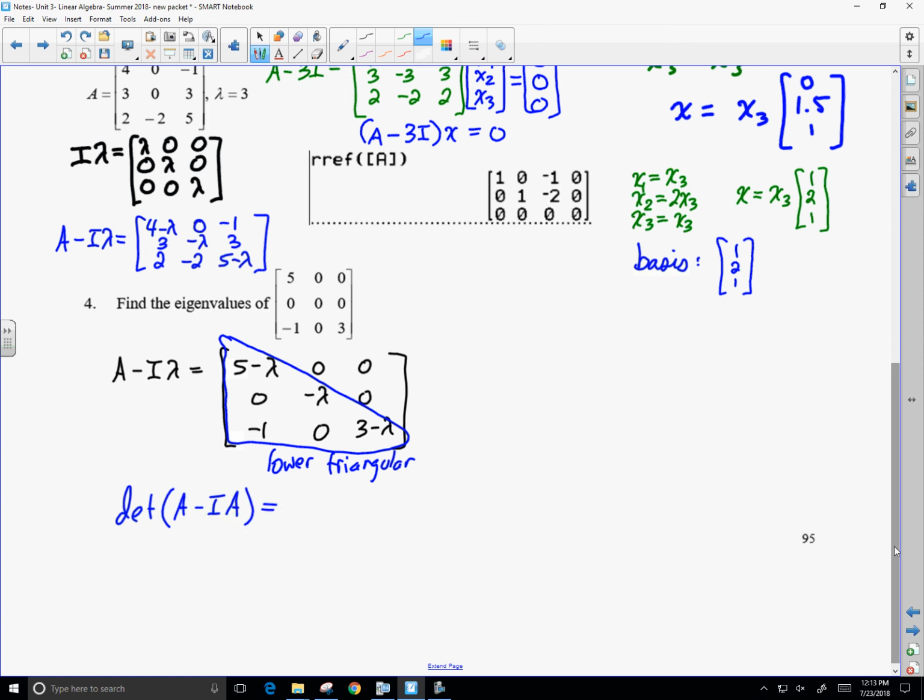You know if something's triangular, to get the determinant, all we have to do is multiply down the main diagonal. This one's lower triangular. Could be upper triangular. It could be just completely diagonal, it doesn't matter. So we're in good shape here. Multiply down the main diagonal, and we will have our determinant.